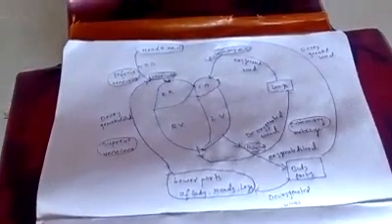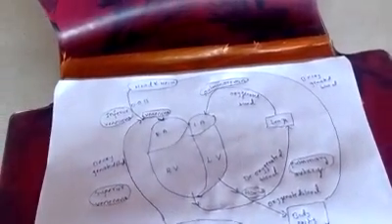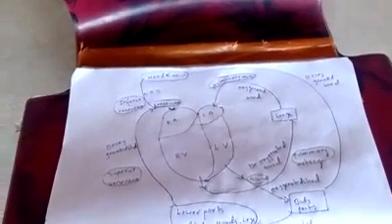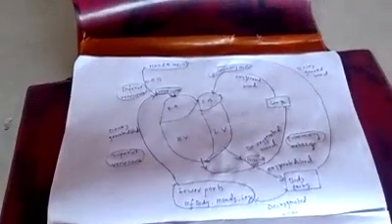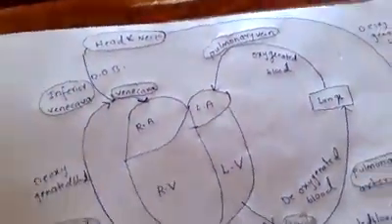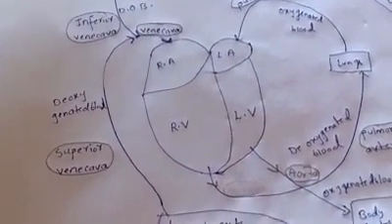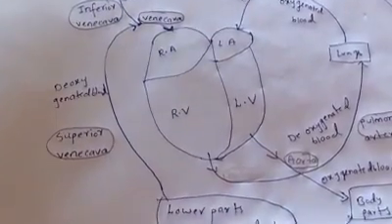Next, single circulatory system. What does the single circulatory system mean? The type of circulatory system in which blood is transported through the heart only once is called a single circulatory system.